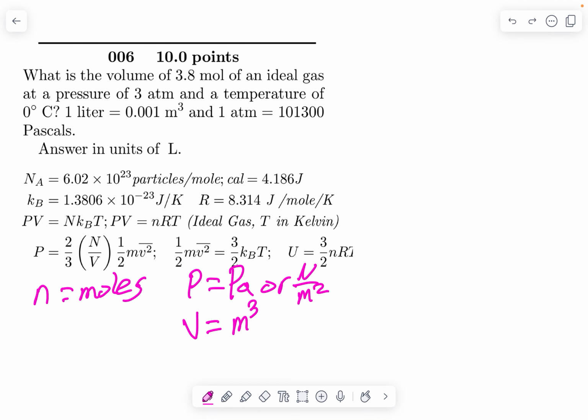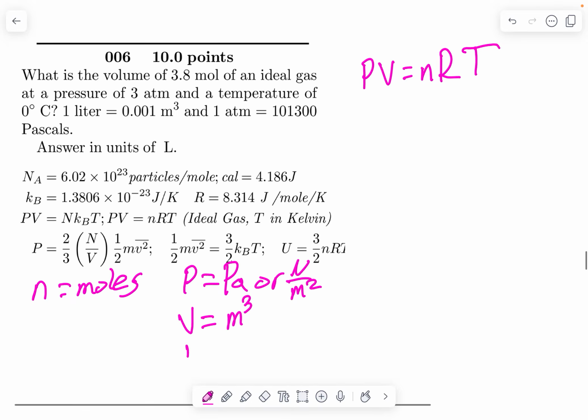So you always start with PV = nRT, because that's the one you're most familiar with. So pressure times volume is equal to number of moles times R times temperature. And make sure your temperature is in Kelvin. And then you should be able to do number 6.